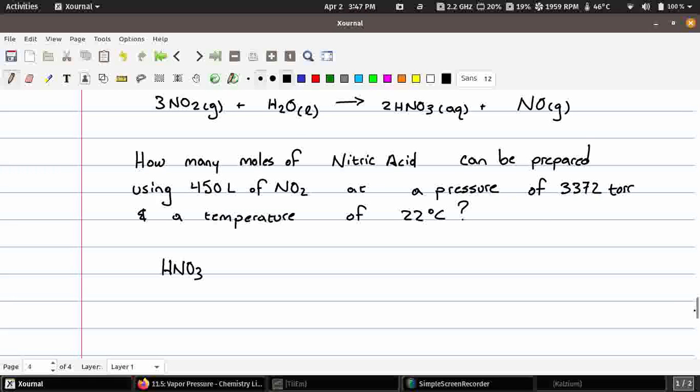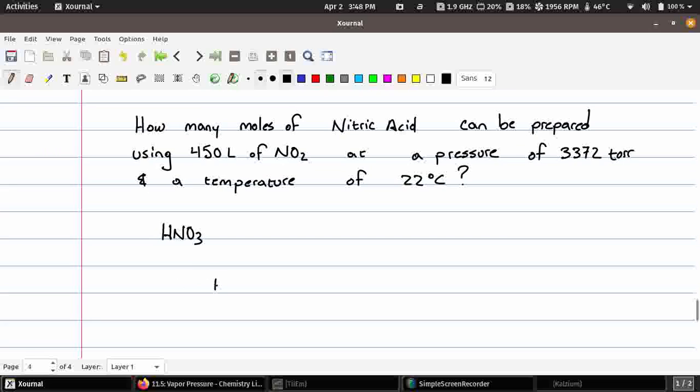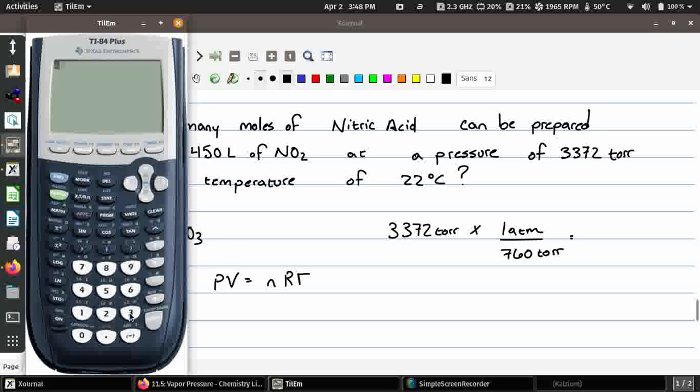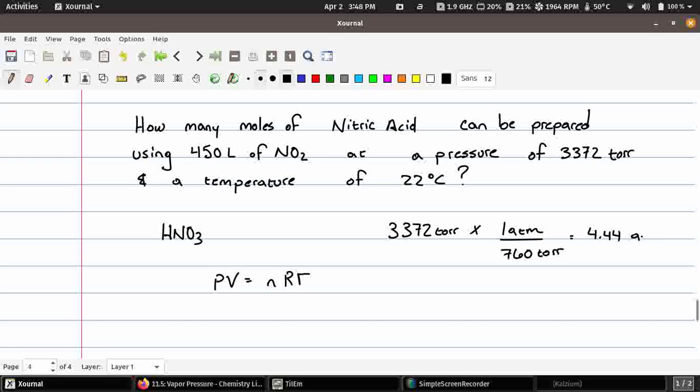Oh, so this one we're going to have to do backwards. Remember, we have all the information we need to figure out how many moles of NO2 we have. So we're going to have to do this twice. Let's do pressure first. 3372 torr times 1 atmosphere over 760 torr. We have 3372 divided by 760. That's going to give you 4.44 atmospheres.